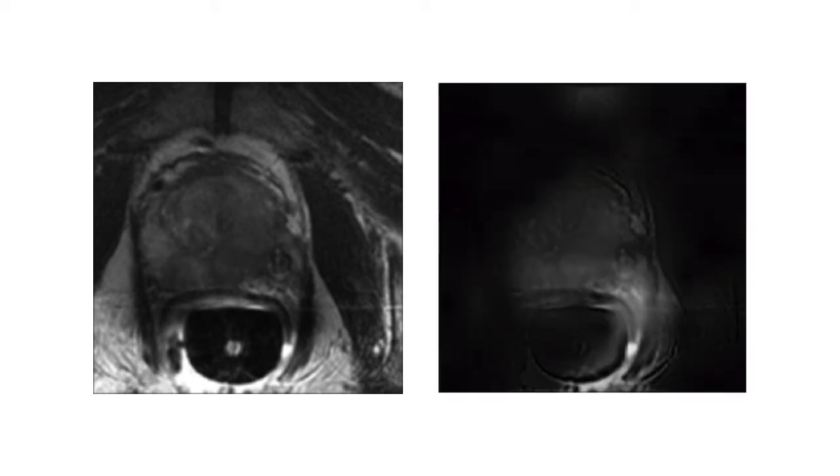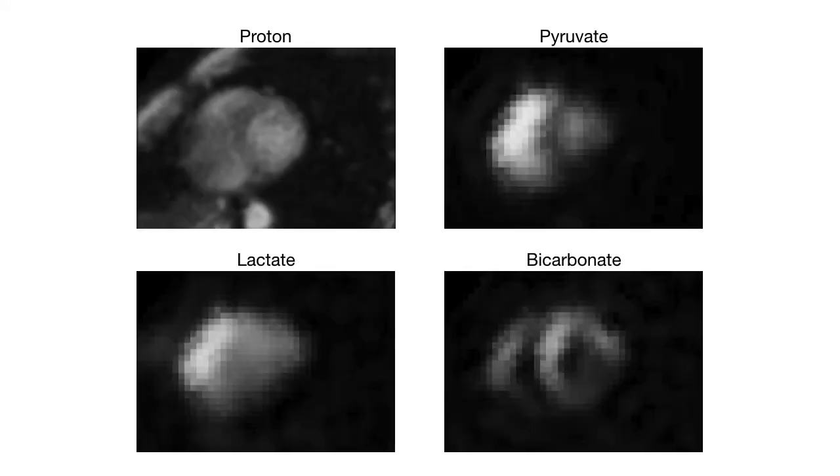So here are the results. On the left is the anatomical proton image, on the right is the low resolution metabolic image. And here's the result of solving for the optimization problem that I just showed you.